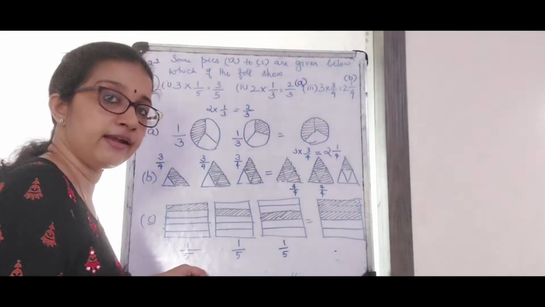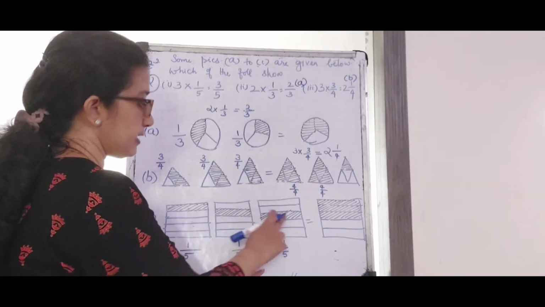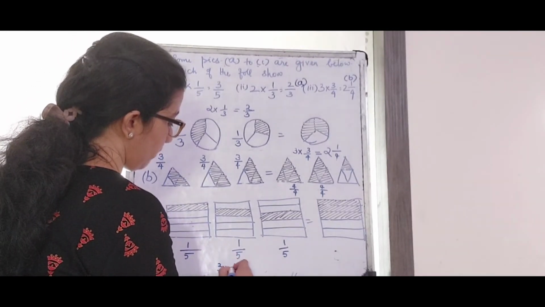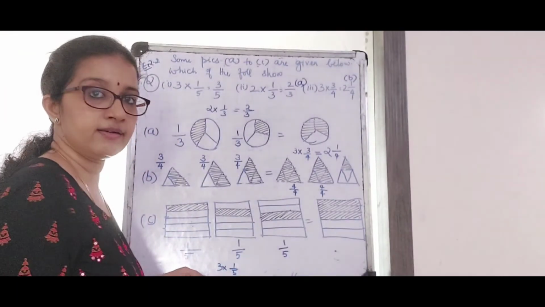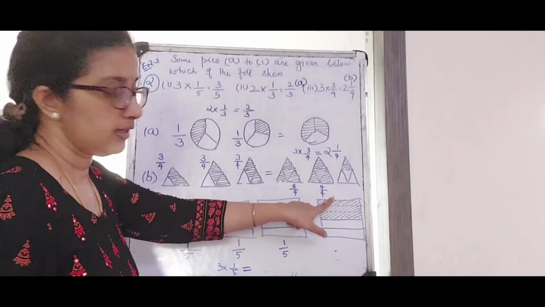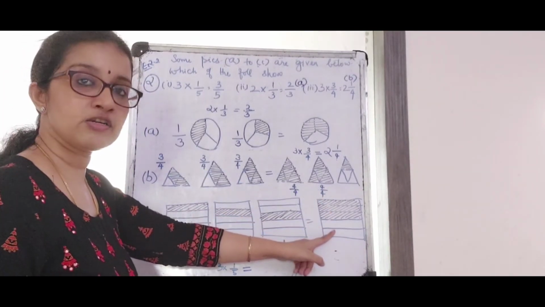So how can we write this? 1 by 5, 1 by 5, 1 by 5. There are 3 rectangles. So how can we write it? 3 into 1 by 5. Correct? 3 into 1 by 5 is equal to, in this side of the equation if you see, again the rectangle has been divided into 5 parts.